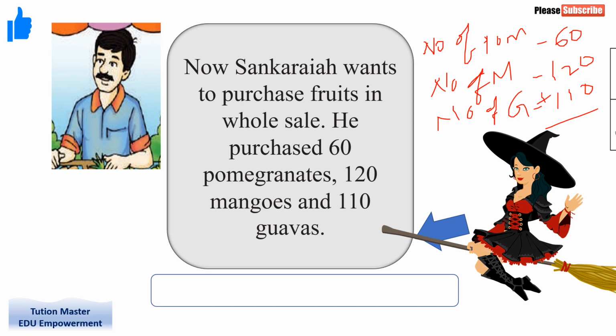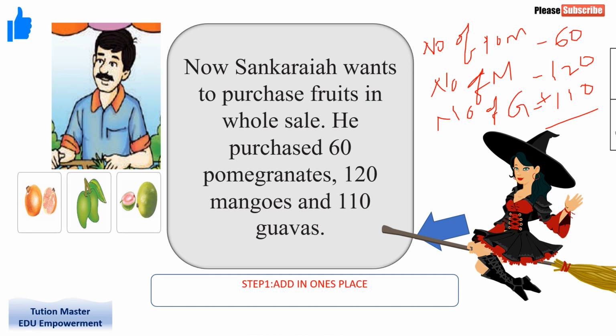You have to take ones and tens, then after that add hundreds. Simple. Okay. Step 1, add in the ones place, step 2, add in the tens place, and step 3, add in the hundreds place, because there are 3 digits. Here 1 is tens, and this is hundreds. Okay? Yes.